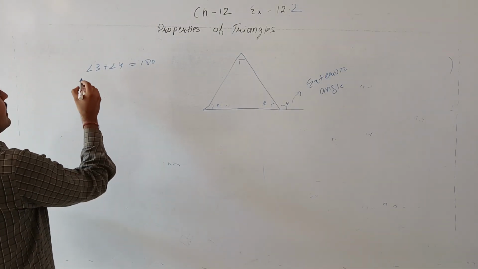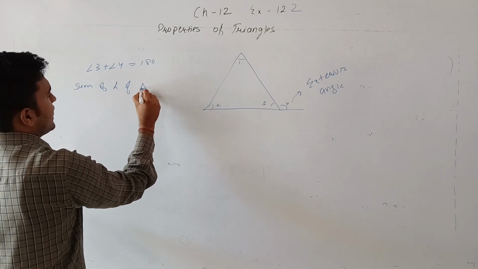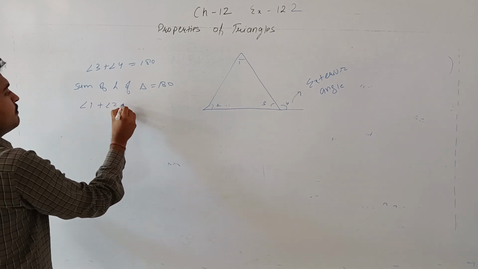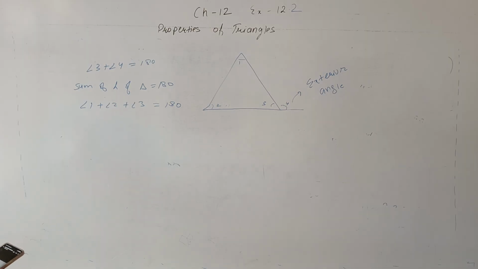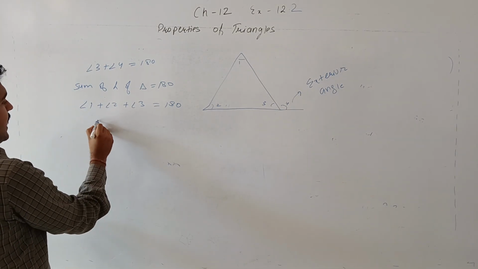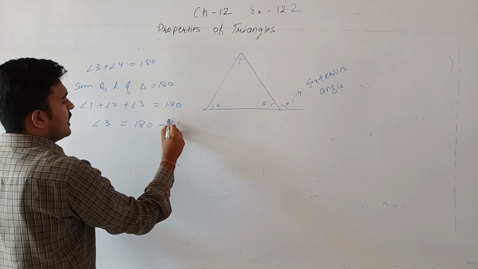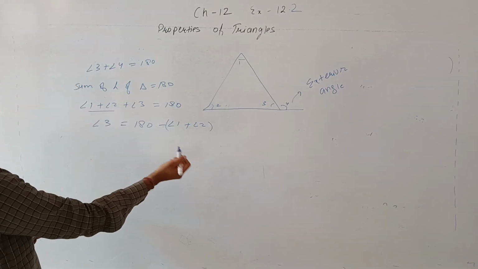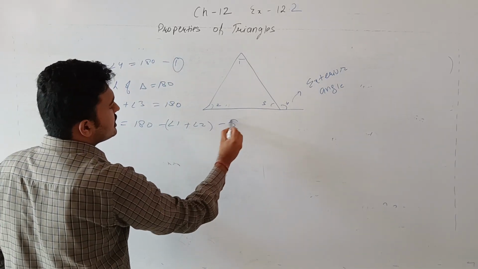And we also know that the sum of angles of a triangle is 180. Therefore, angle 1 plus angle 2 plus angle 3 is equal to 180. Therefore we can write angle 3 is equal to 180 minus (angle 1 plus angle 2). So let this be our equation 1, and this is our equation 2.